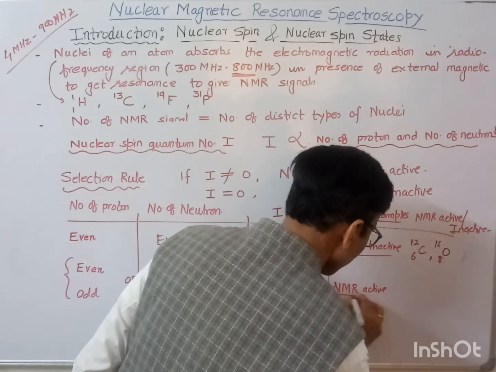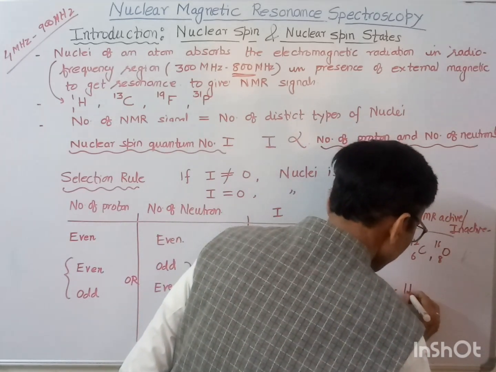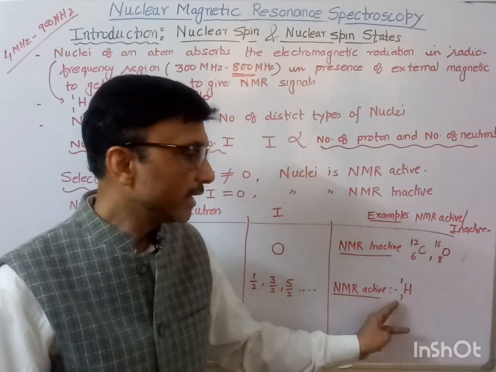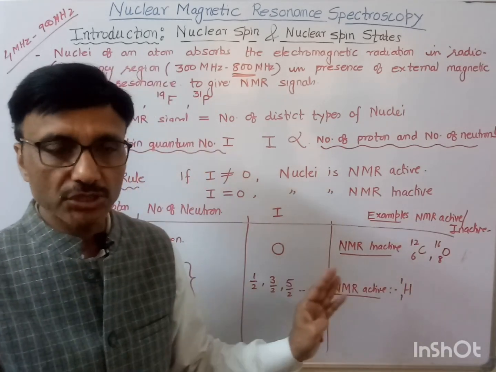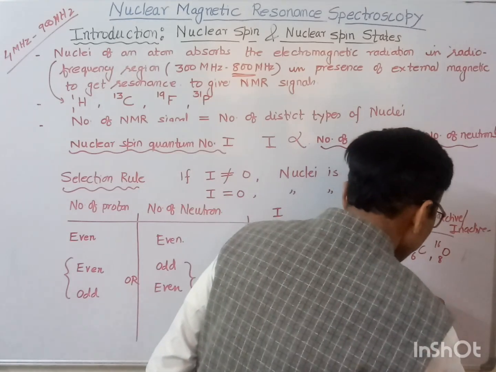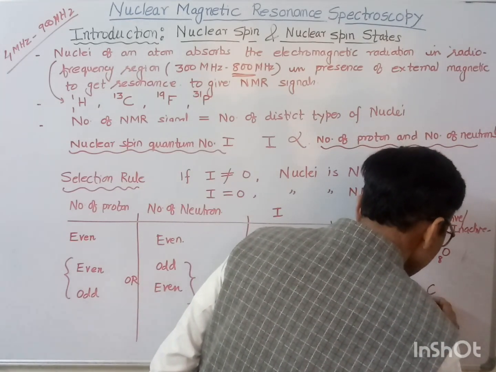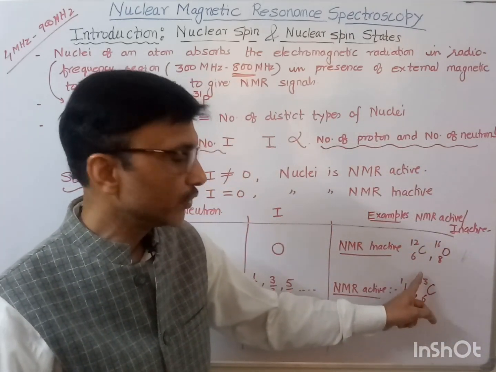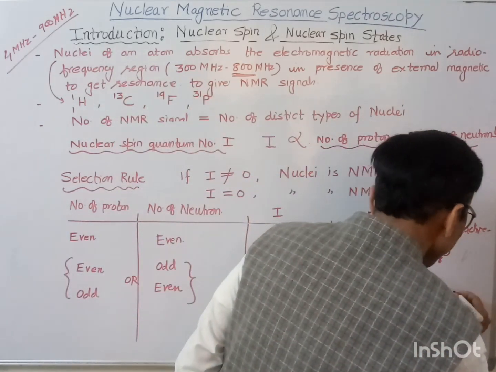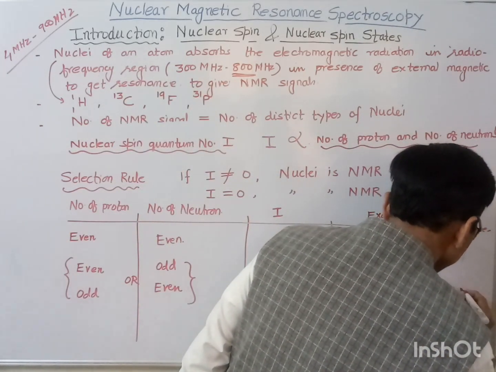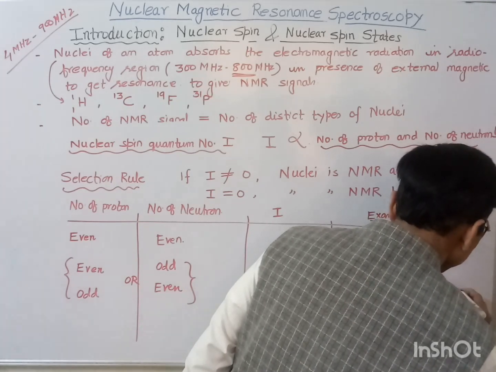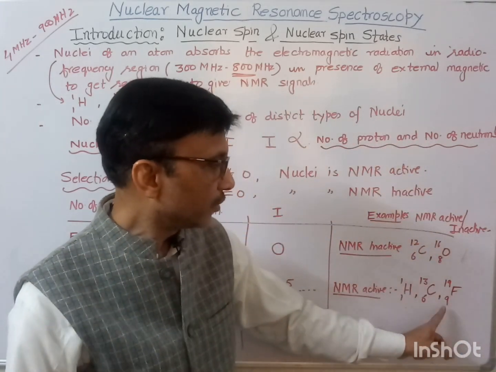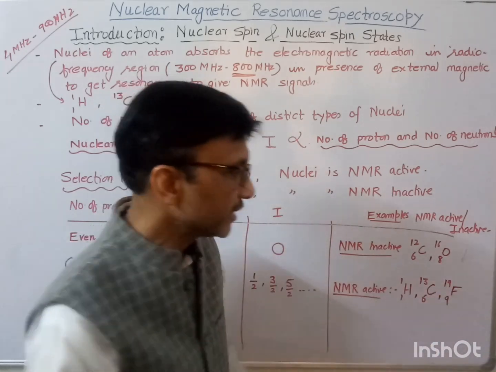For example, proton: the number of protons is 1, and the number of neutrons is 1 minus 1, that is 0, which is even. Then if we have carbon 13, the number of protons is 6 and the number of neutrons is 7. In the same way, if we have fluorine 9 and 19, the number of protons is 9 and the number of neutrons is 10.